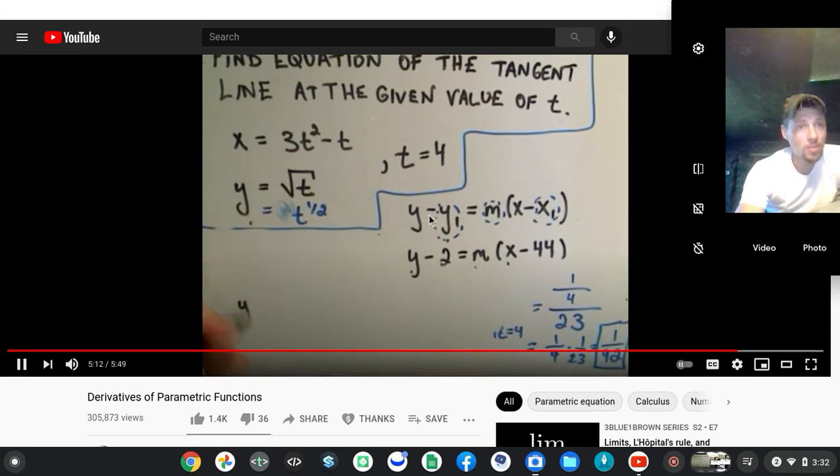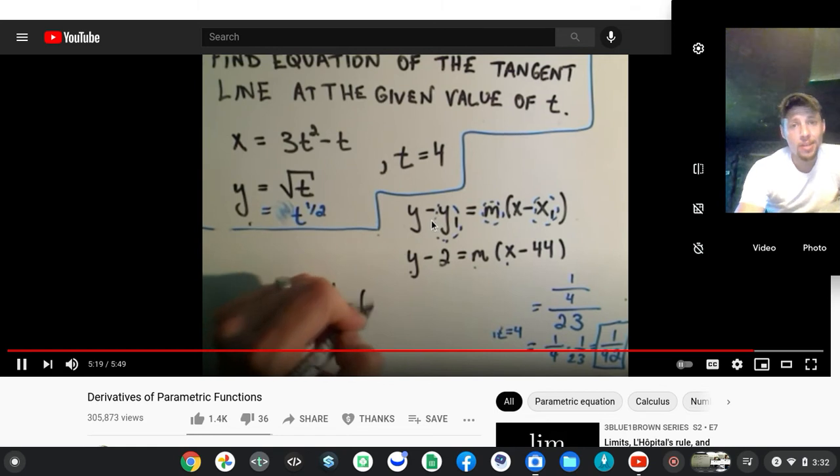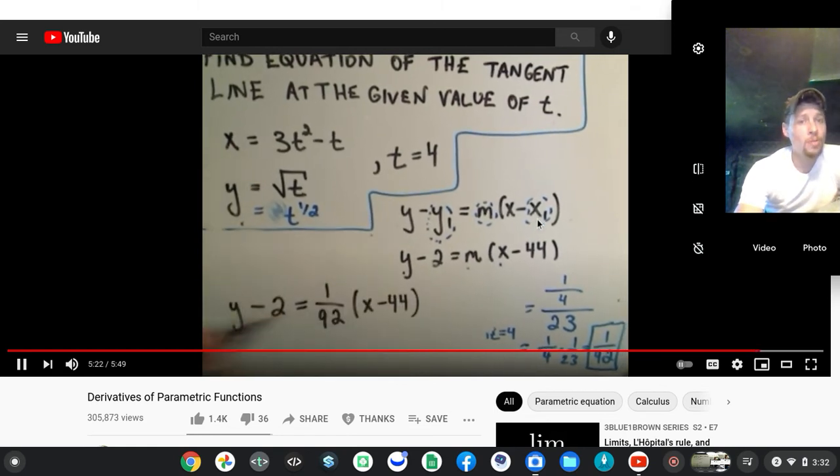So this is actually what they do. The equation of the tangent line will always be y minus y1 equals the slope times x minus x1, so we had to work the slope out. It's 1 over 92 times x minus 40, and then the output becomes a result.